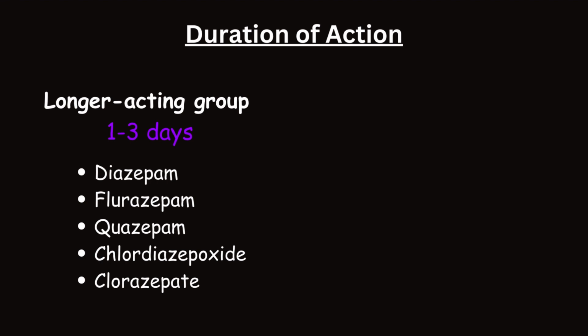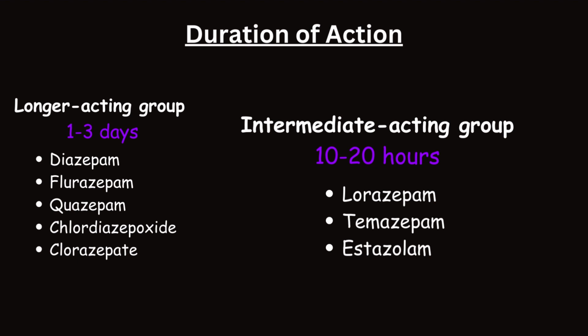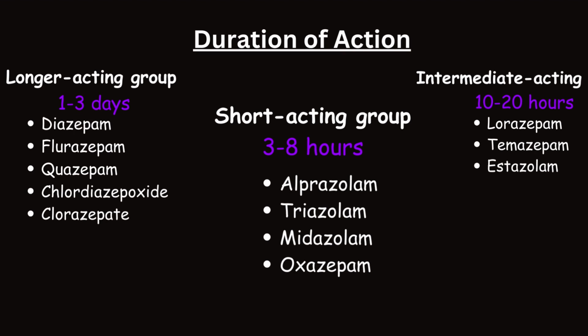About the duration of action, I have used the terms earlier: short, intermediate, and long acting groups. Long acting have longer half-lives of about 1 to 3 days and include the following drugs. Intermediate have a half-life of 10 to 20 hours, while short-acting have a half-life of 3 to 8 hours. But it is important to know not all duration depends on half-life. Factors like receptor dissociation rates in the central nervous system and the distribution to other tissues play a role as well.